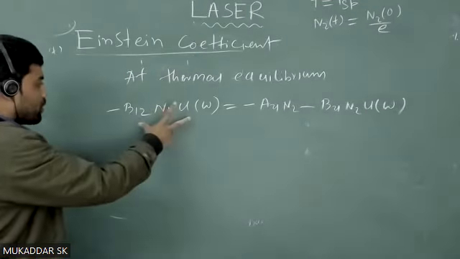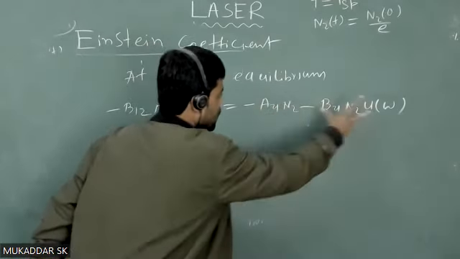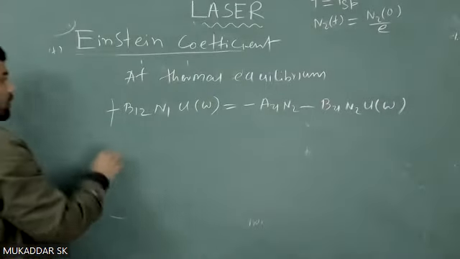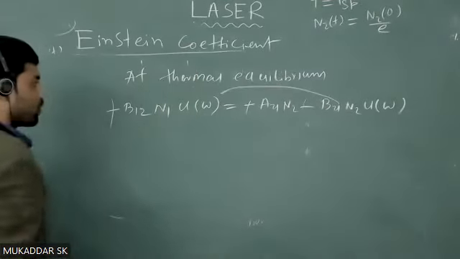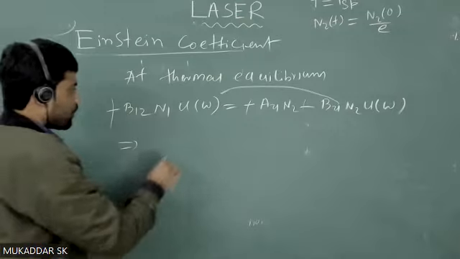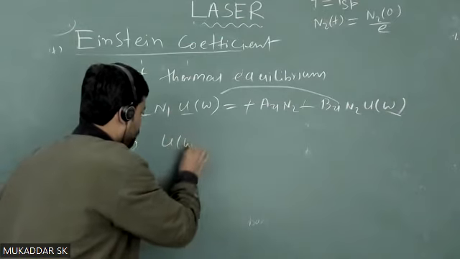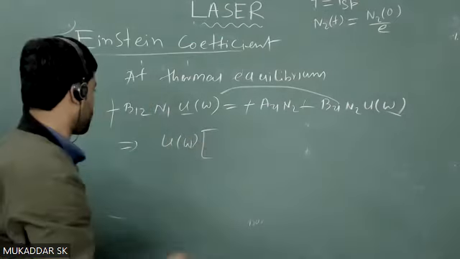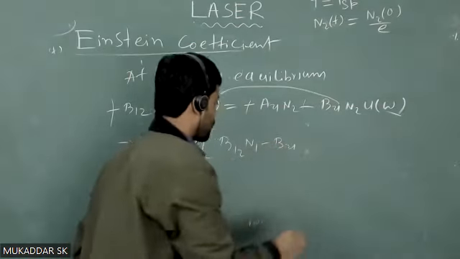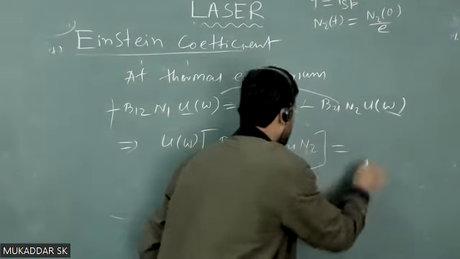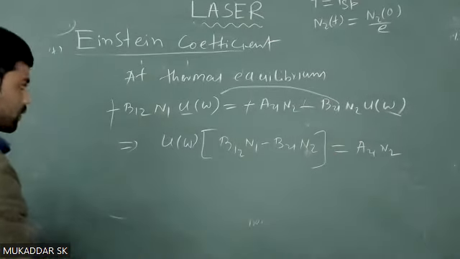So the rate of stimulated absorption will be balanced with the rate of spontaneous emission plus the rate of stimulated emission. I can cancel this minus sign, and if I bring the second term to the left hand side, you can see U(omega) is common. I'll get U(omega) common, right? And you have this factor B12 N1 minus B21 N2, and that should be the same as A21 N2.